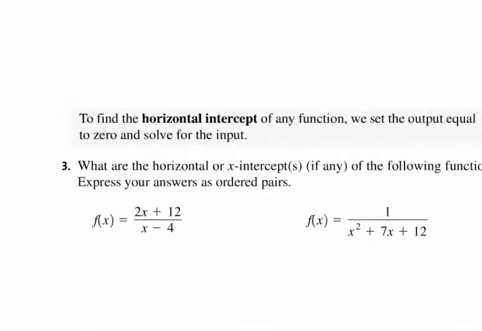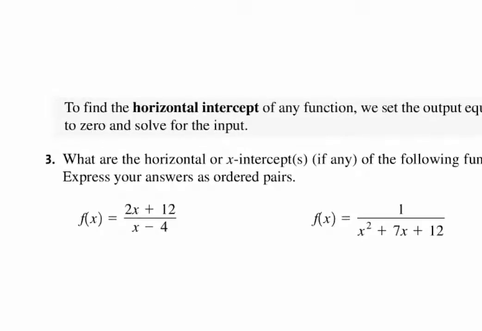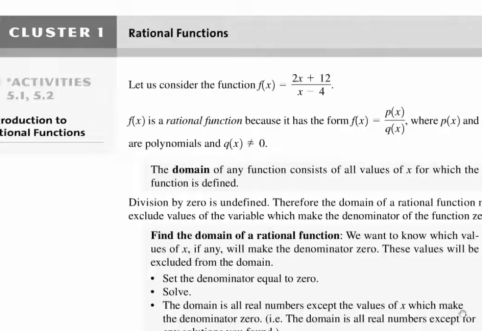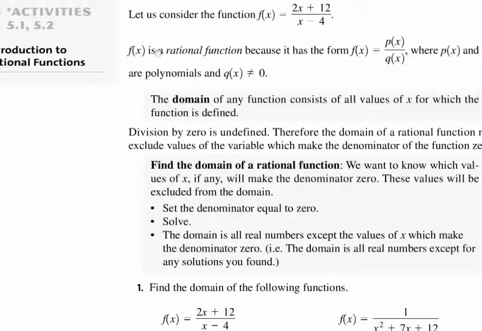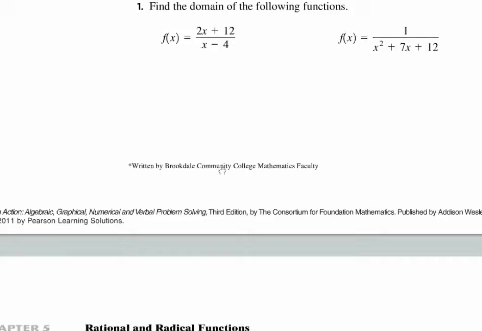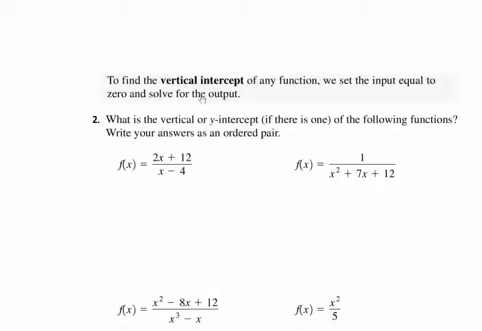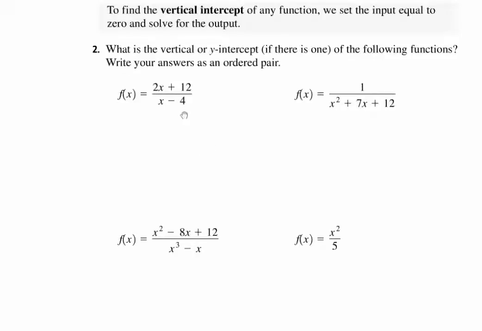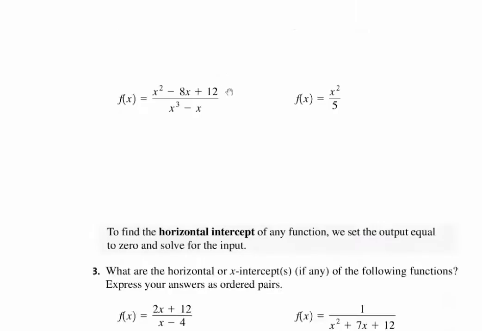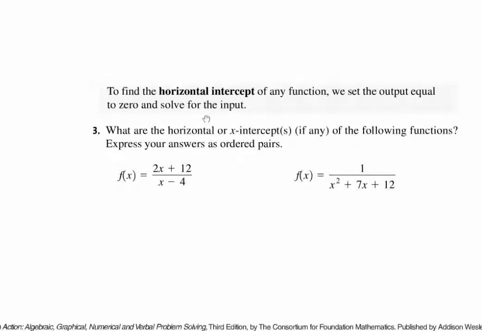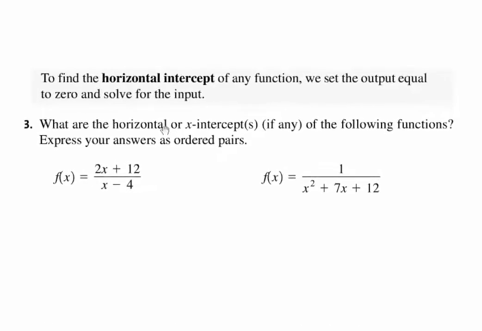So this is the third video for activity 5.1. In the previous two videos, we found the domain and the vertical intercept for four functions, right? The first exercise, we found the domain, and then we found the vertical intercept. And we used these four functions, and we continue to work with these four functions. Now we're going to try and find the horizontal intercept. So this is the bottom of page 402.